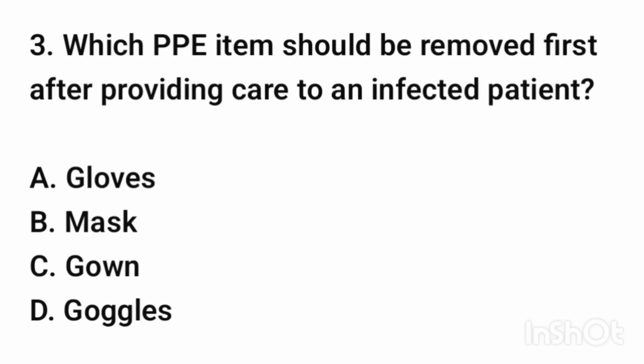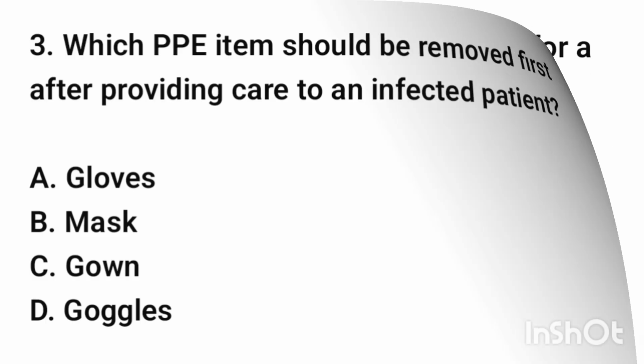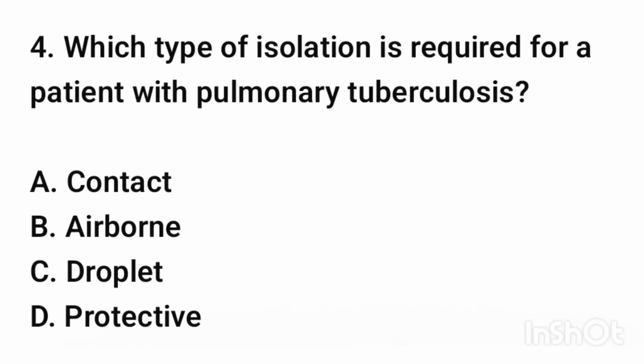Question number 3. Which PPE item should be removed first after providing care to an infected patient? The correct answer is option A, gloves. Question number 4. Which type of isolation is required for a patient with pulmonary tuberculosis? The correct answer is option B, airborne.